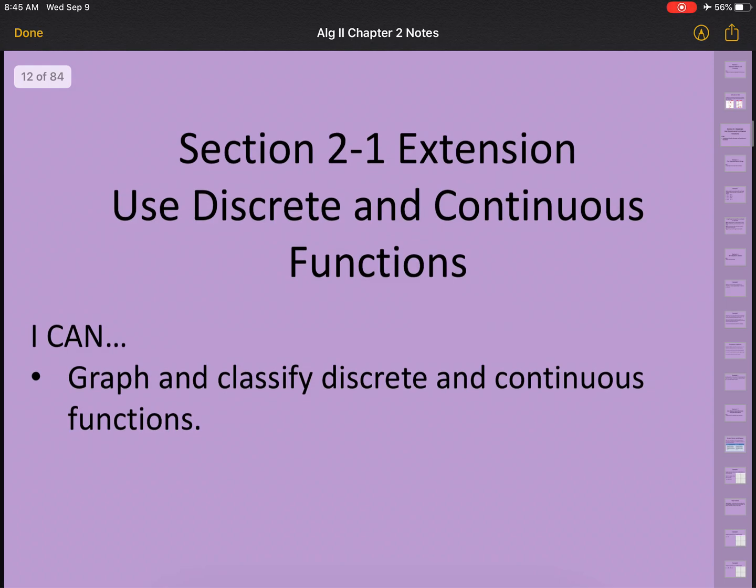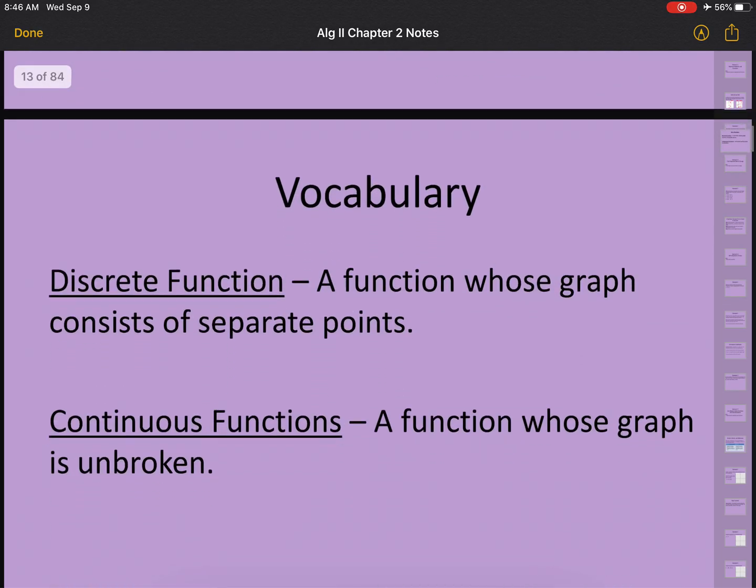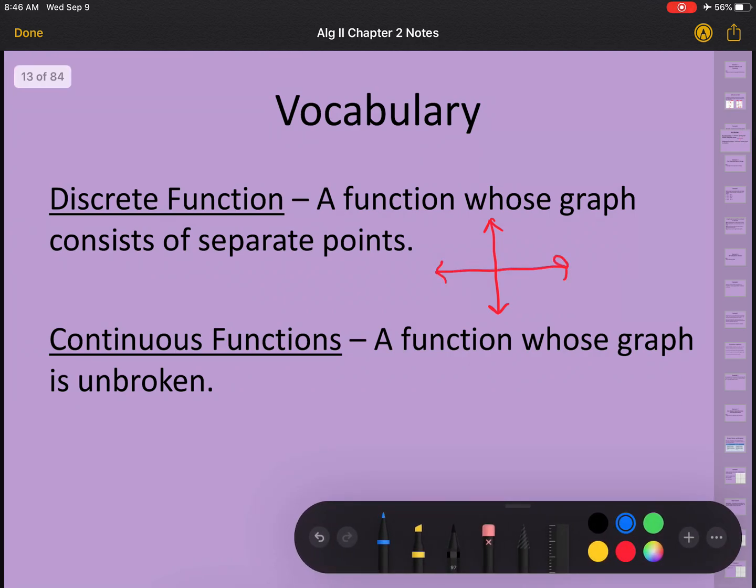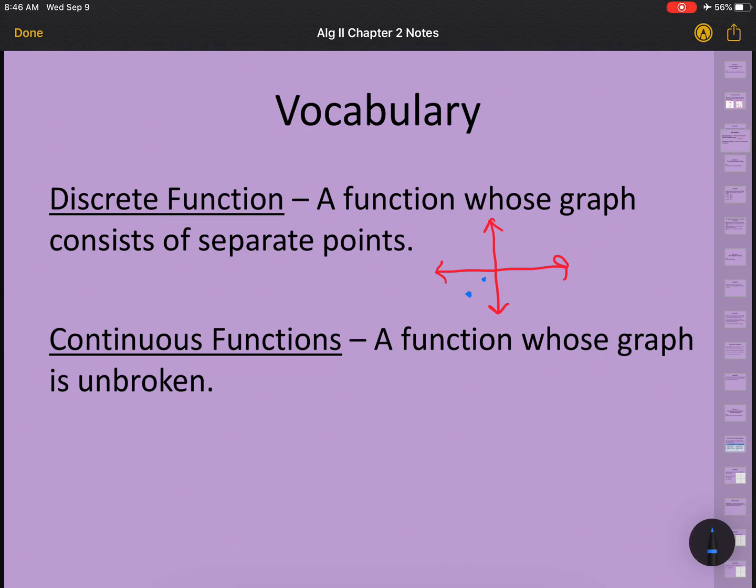We're also going to look at section 2-1, the extension. Our goal here is to be able to graph and classify discrete and continuous functions. So, different kinds of functions. A discrete function is a function whose graph consists of separate points. If I were to sketch one of these out, it's just a graph of some points that aren't connected. They're broken up.